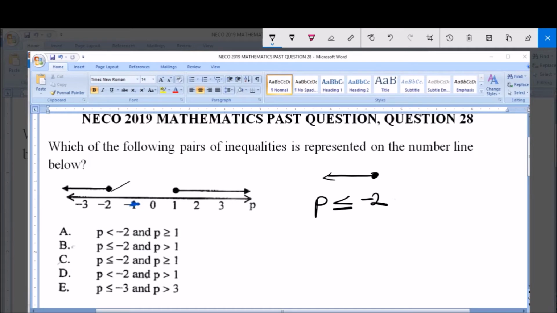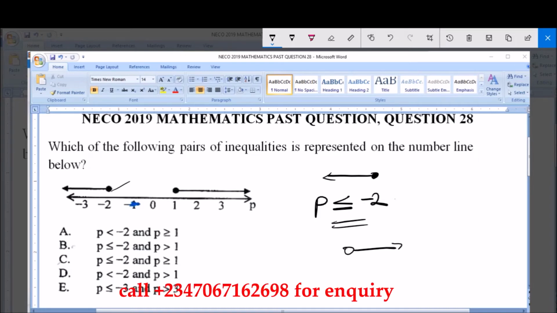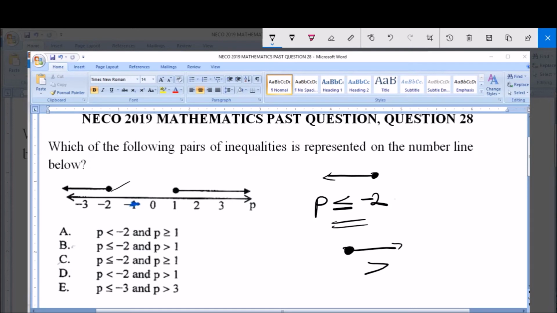This is for the first. Now for the second part, we have the arrow pointing towards the right, and it is on 1, and it is also shaded. When the arrow is pointing towards the right in inequality, we say it is greater than, plus the shaded circle, we say it is greater than or equal to. And so therefore you say p is greater than or equal to 1.